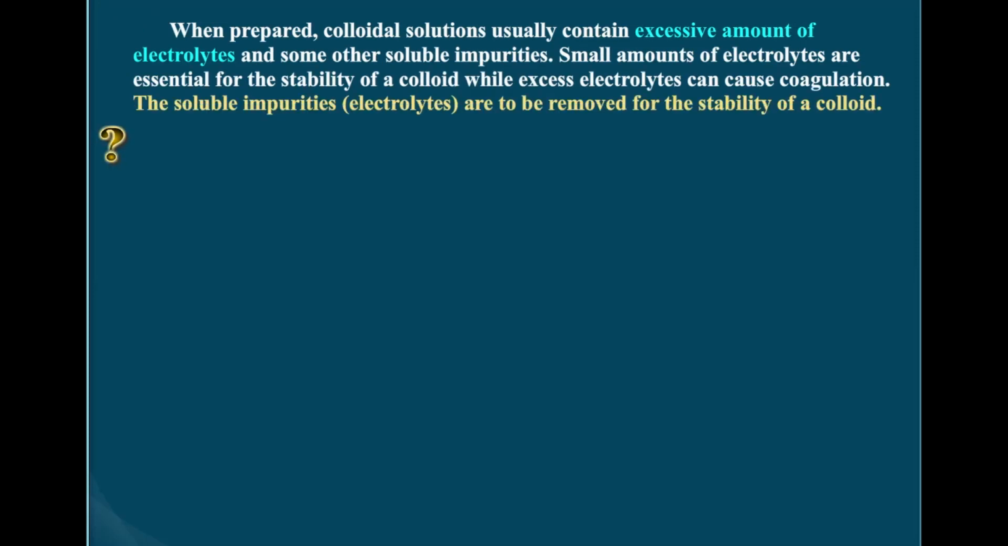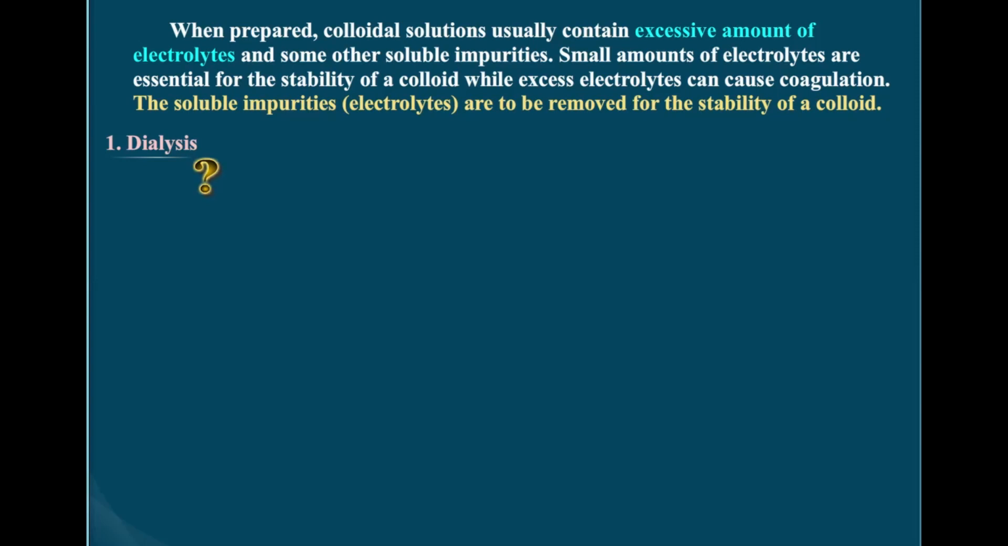Once again, when prepared, colloidal solutions usually contain excessive amounts of electrolytes and some other soluble impurities. Small amounts of electrolytes are essential for the stability of a colloid, while excess electrolytes can cause coagulation. The soluble impurities are to be removed for the stability of the colloids, otherwise coagulation will take place. So the first method of purification of colloids is dialysis.